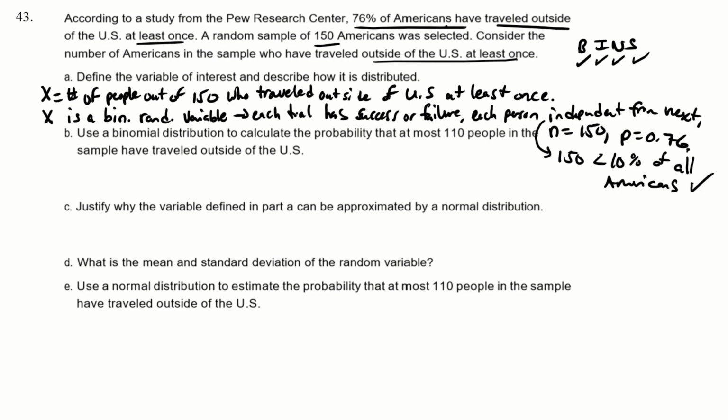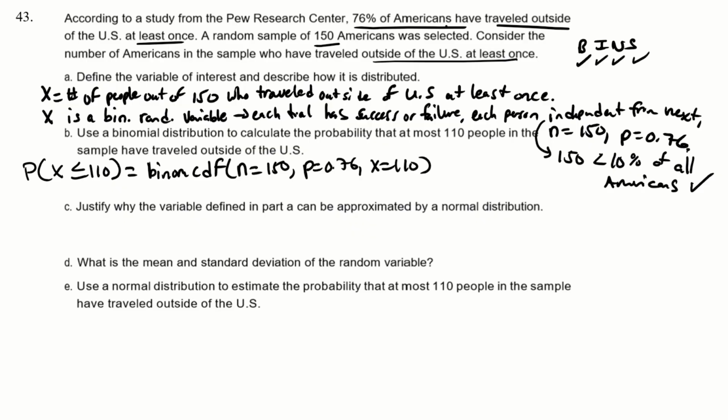At most. Okay, so we're going to calculate that. Probability at most is less than or equal to 110. So we can use the binomial CDF function right away because it's less than or equal to. Number of trials is 150. Probability of success is 0.76, and X is 110. All right, calculate that, and then if we calculate that, we get about 0.2488.